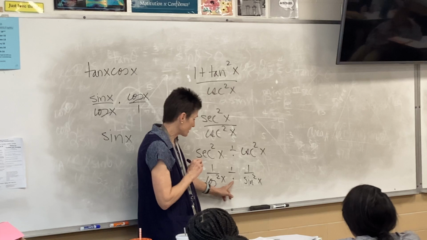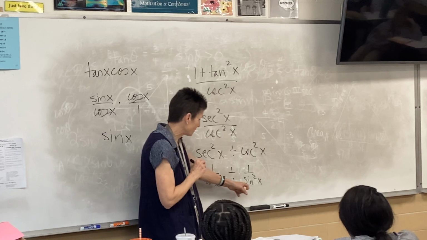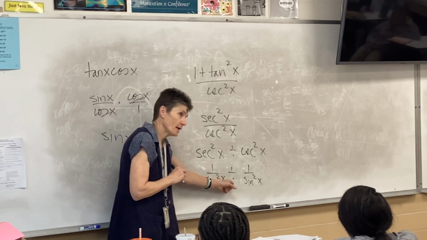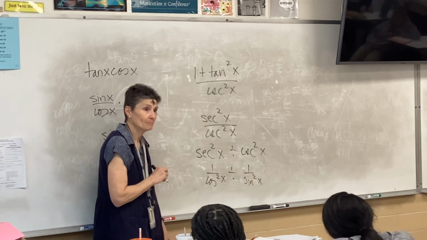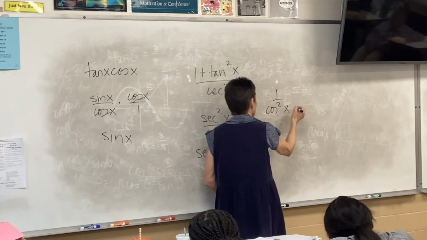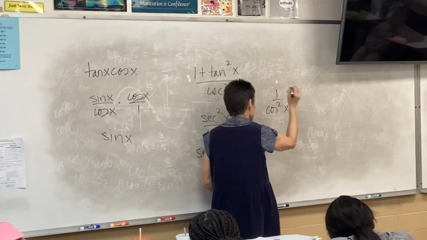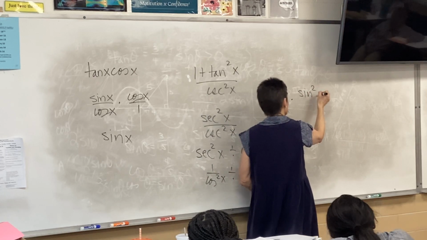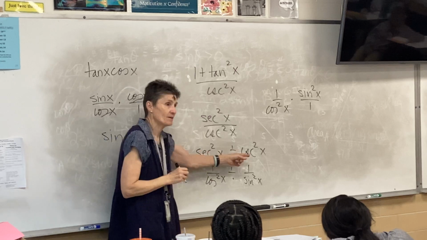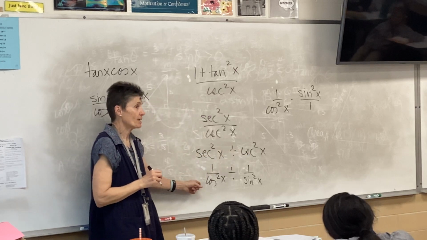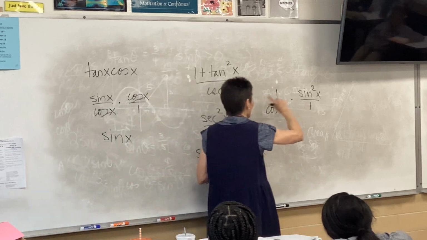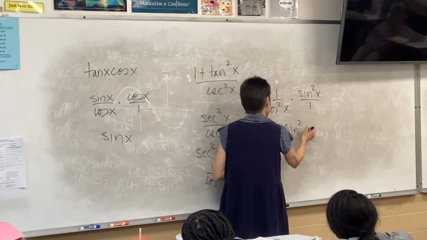How do I handle this? Fraction divided by fraction. Keep, change, flip. Yep. So 1 over cosine squared, change it to a times, flip it over. That's why I like to write these as a division, so then I can keep, change, flip. Nothing cancels, but when I combine them, I get sine squared over cosine squared.